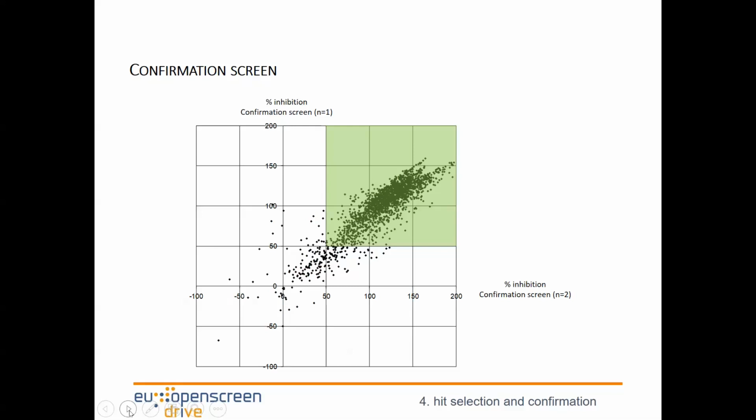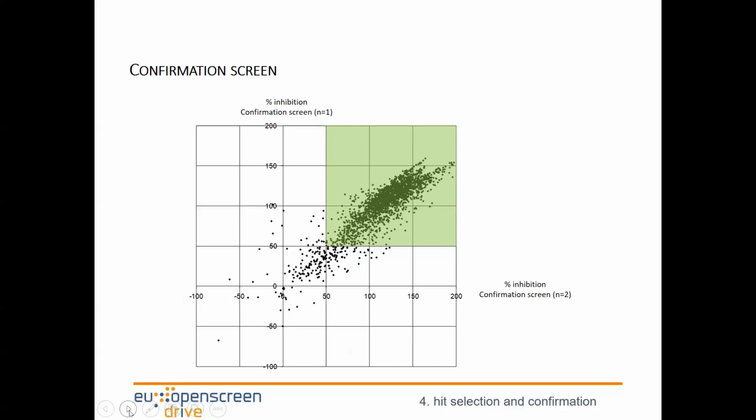This is a duplicate study of the confirmation of the 2,500 hits that we picked, n=1 versus n=2. And all of these compounds gave in the primary screen a 50% cutoff, which are shown in the green box. And you can see there are a number of compounds which do not replicate. This is typical. Not every compound will give a reproducible activity of 100%. So there will always be some compounds which will not confirm.